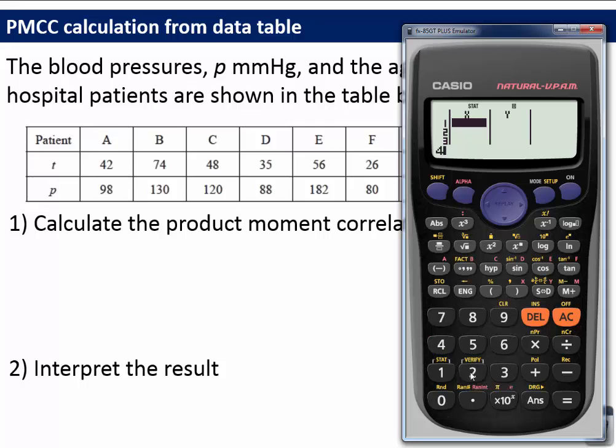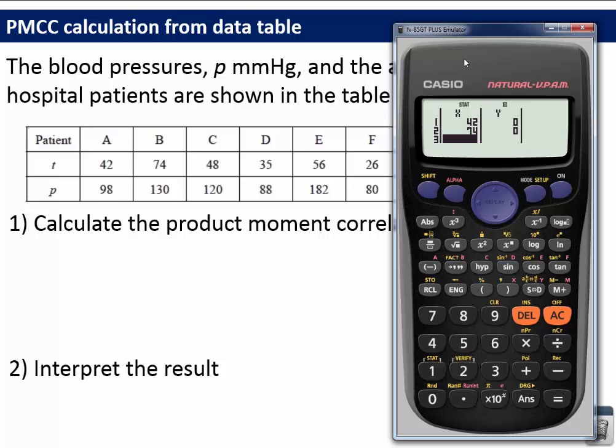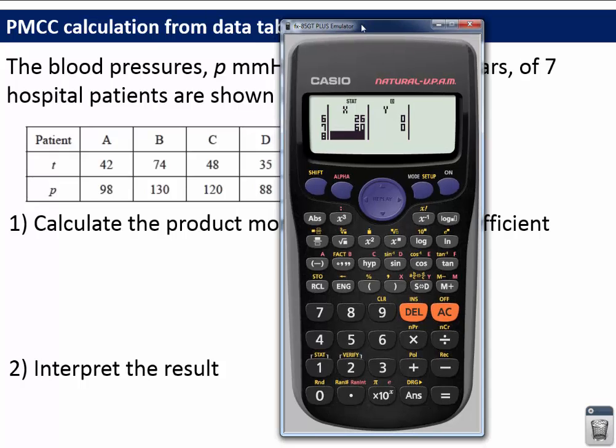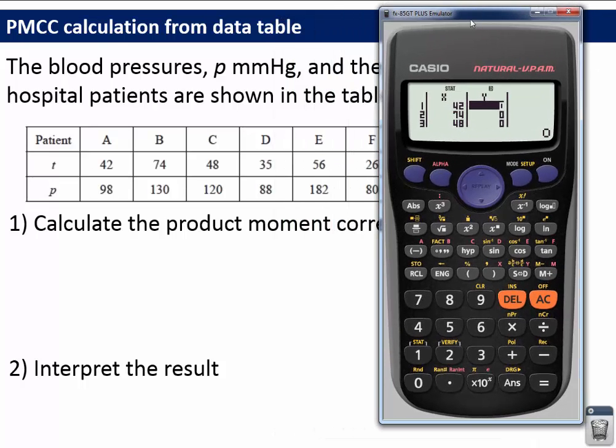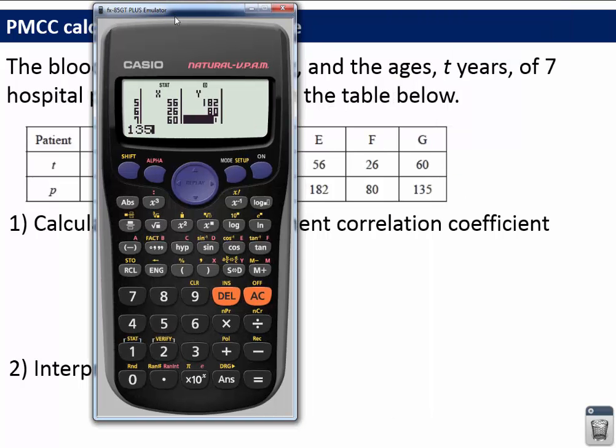To enter 42, I just press 42 and then press equals. Now to enter 74, my second X value, I press 74 and then equals. And you carry on and enter all your X values. So it's 42, 74. Okay, now that I've entered all my X values, I want to enter all my Y values. So I'm going to use my arrow keys and go right to the top and press right to go to your Y values, and now enter all your Y values in. The first value is 98, and after you've entered one value, press equals and you go down to the next line. So 130 and 135.